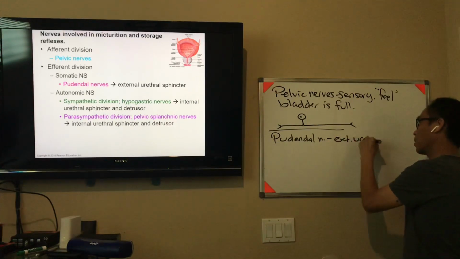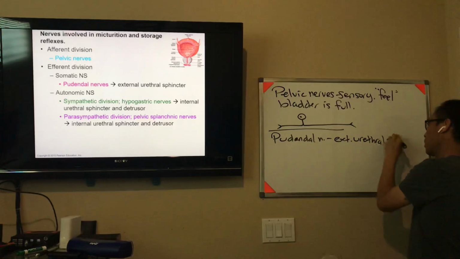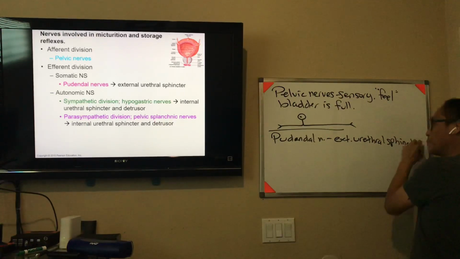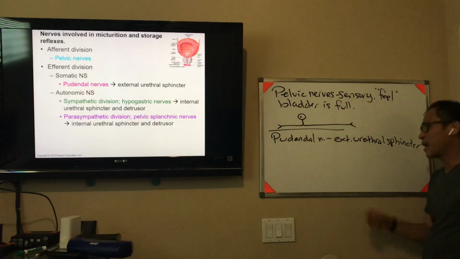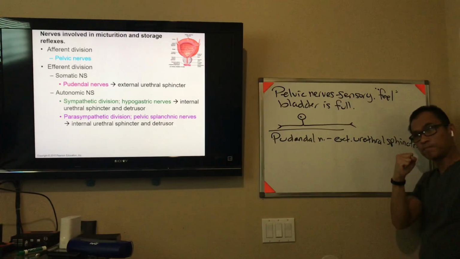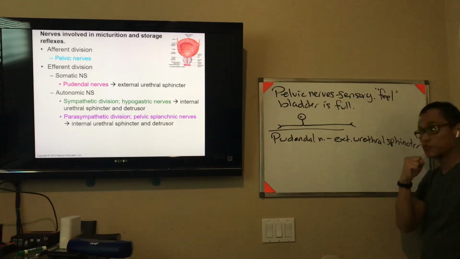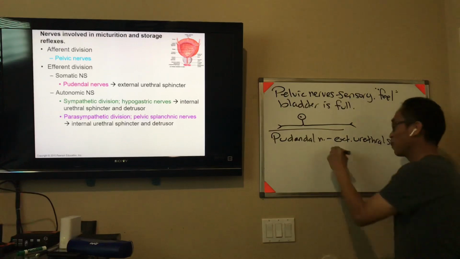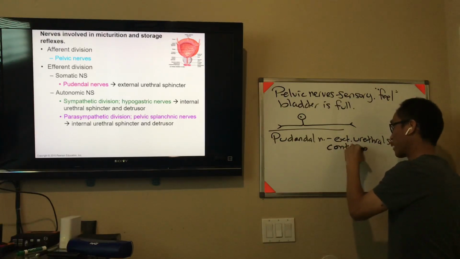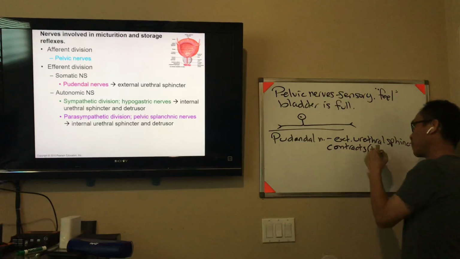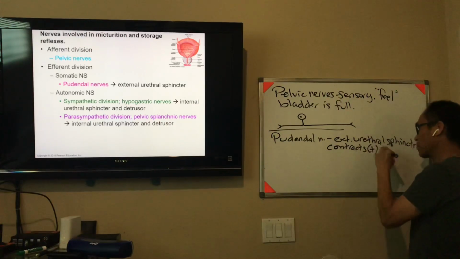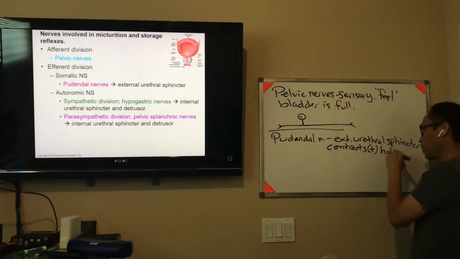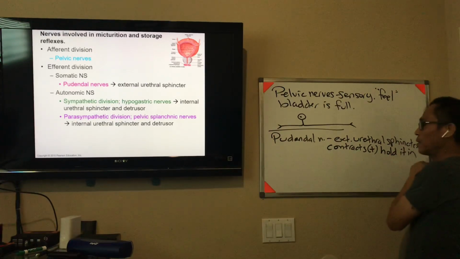External urethral sphincter. So if the pudendal nerve stimulates the external urethral sphincter, sphincters tighten, they contract, and basically that helps you hold it in. So when it contracts, we usually use a positive sign. Positive means stimulate, contract, helps you hold it in. It pinches off the urethra. Hold it in, right?